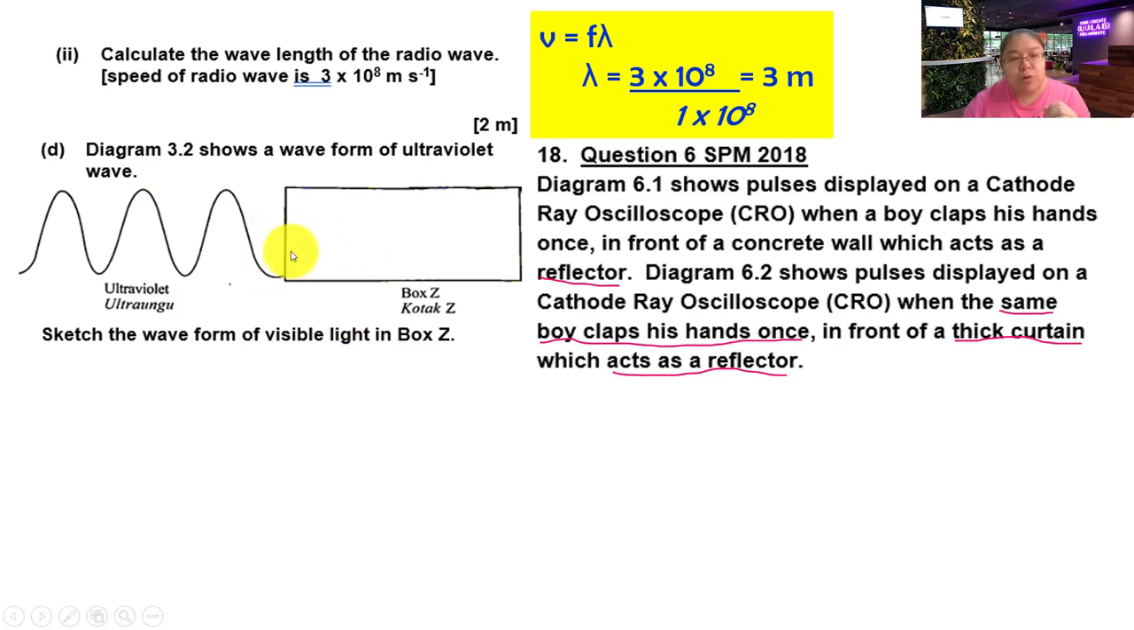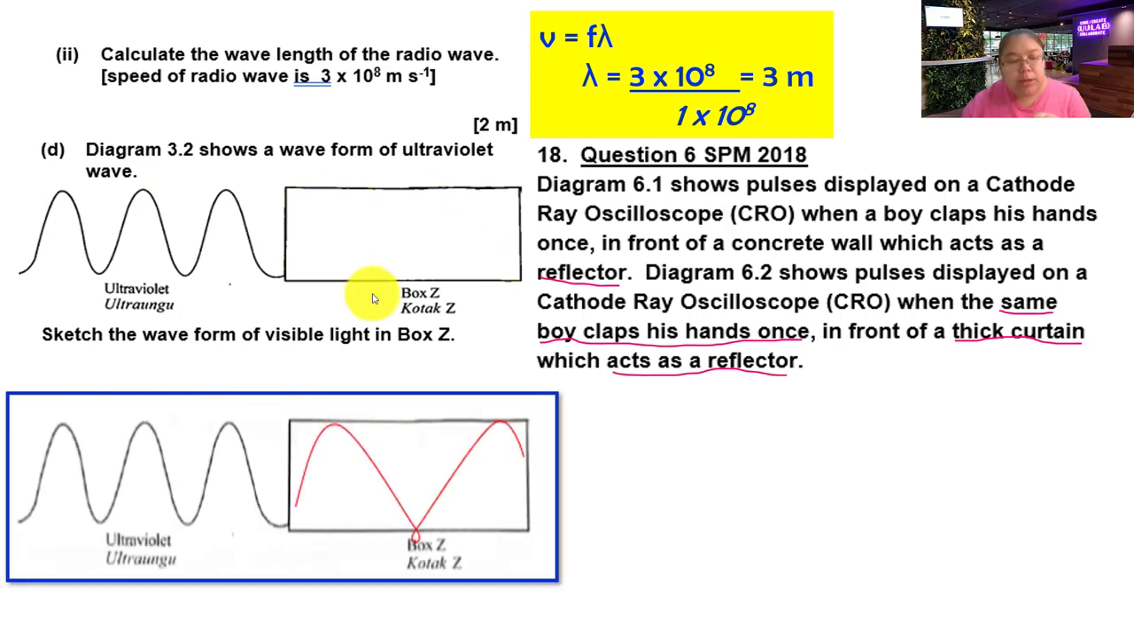So now we need to draw. Draw the wave pattern with bigger lambda. Okay, so this one is the answer. You continue to draw, and after that you make the lambda become wider. Okay, question 18. Question 18 should be the last one.